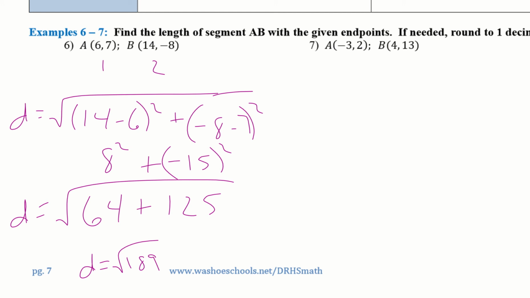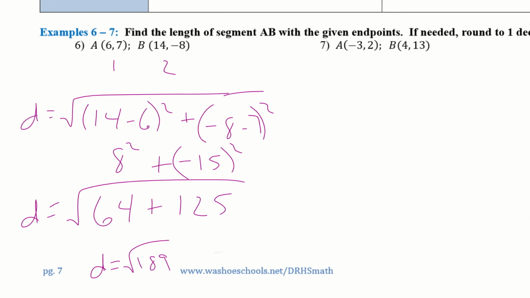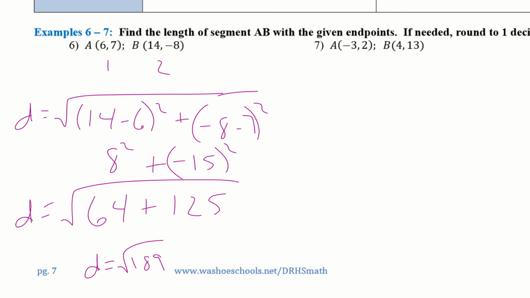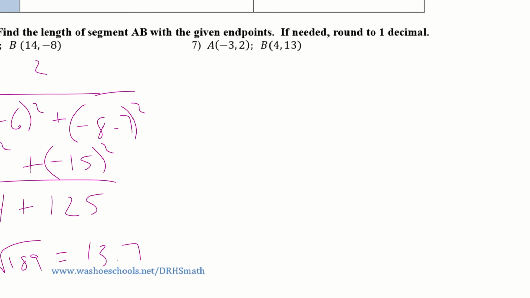So, the distance equals the square root of 189. It says round to one decimal. So when I plug that into a calculator, I end up with 13.7. So that's the distance between those 2 points. Alright, let's try that again with number 7.